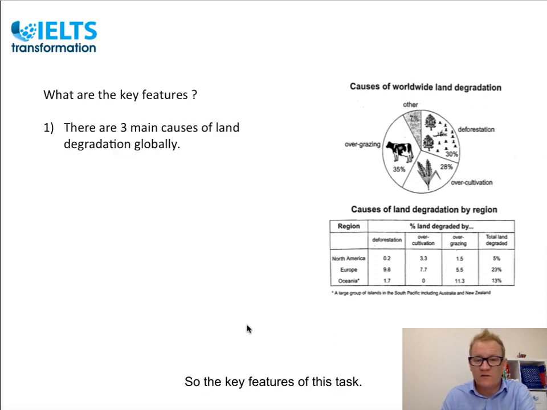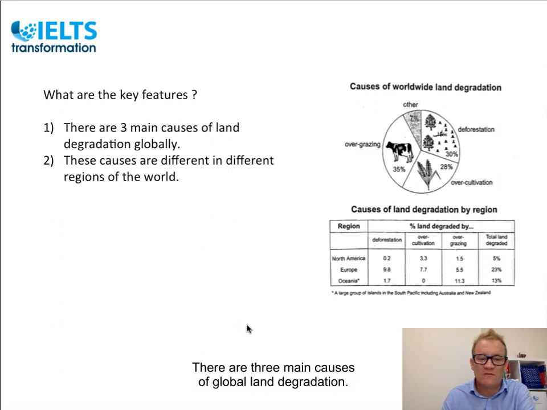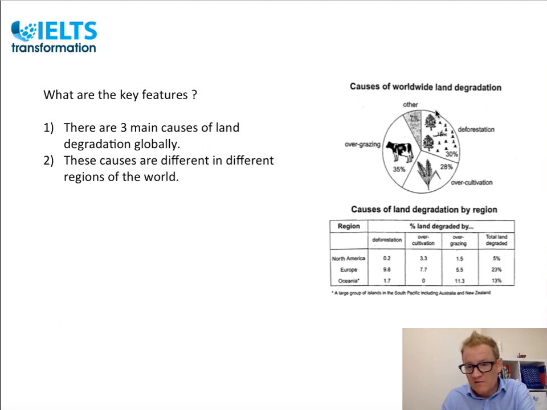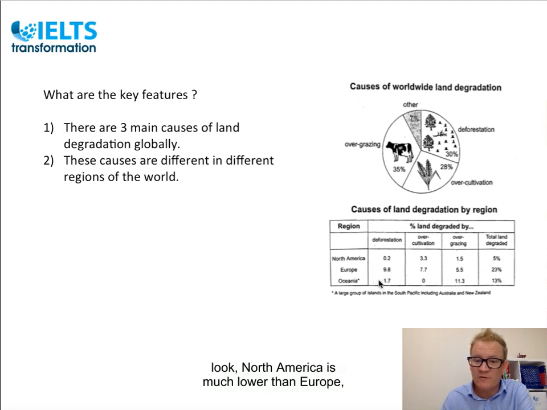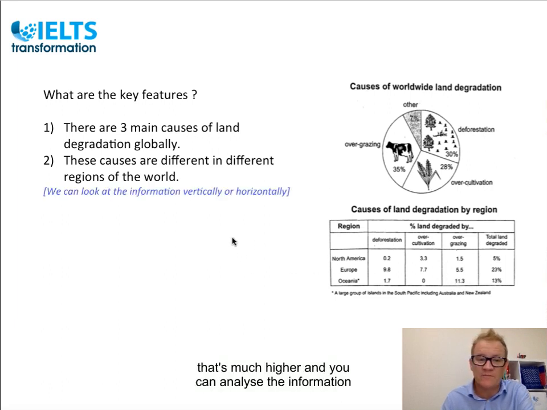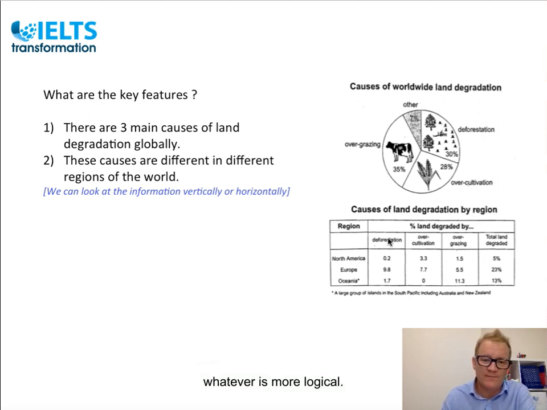So the key features of this task. There are three main causes of global land degradation. So in other words, if we look at this, the causes of worldwide land degradation are kind of similar on a global basis. But if we look at the different regions, they're all quite different. Look, North America is much lower than Europe. Oceania is also lower, but it has one number that's much higher. And you can analyze the information across horizontally or vertically. It doesn't matter. Whatever is more logical.